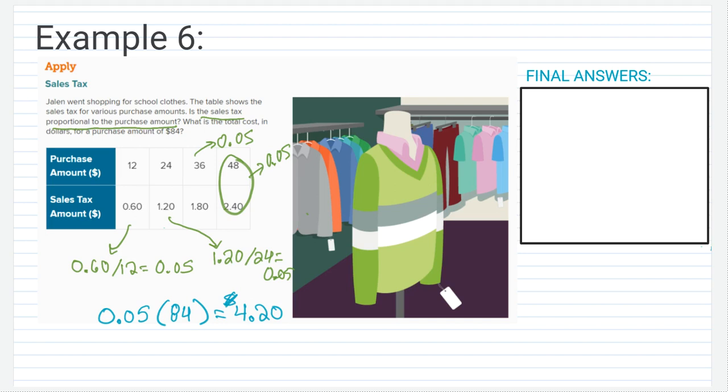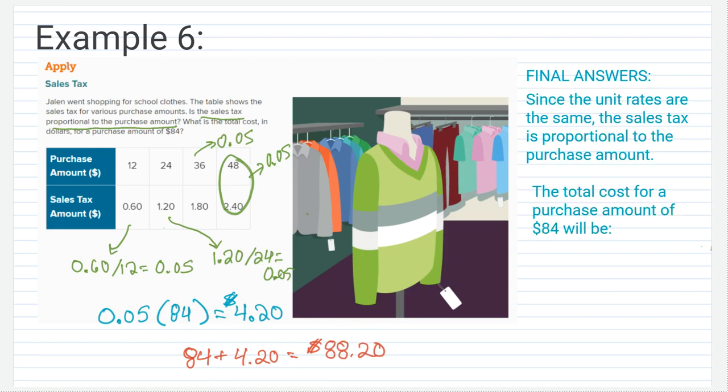And so to find out our final answer, we just have to take that $84 and add $4.20 to find that our final answer is $88.20. So since the unit rates are the same, the sales tax is proportional to the purchase amount. So the total cost for a purchase amount of $84 will be, like we said, $88.20. That's it for this video.